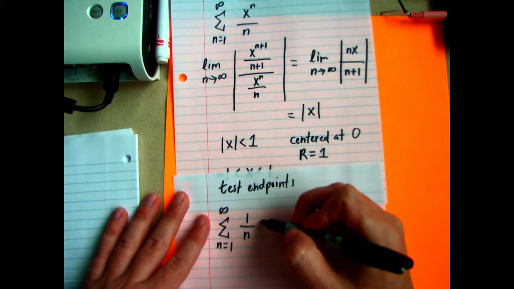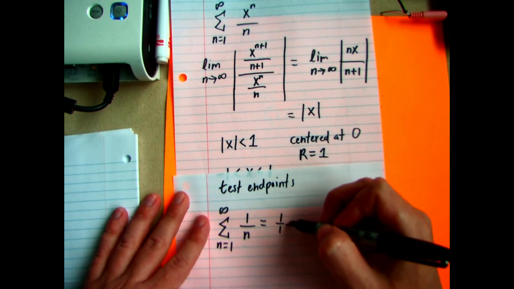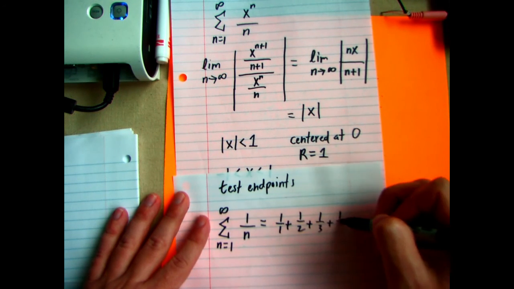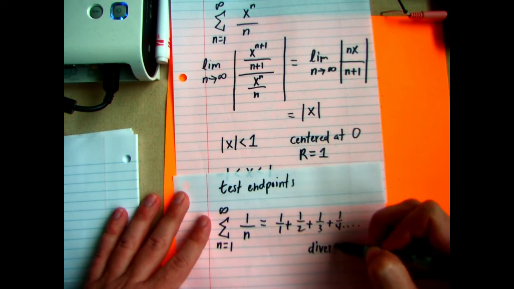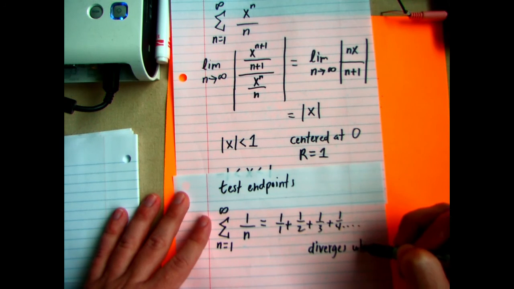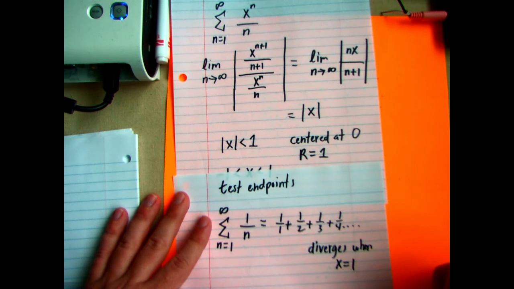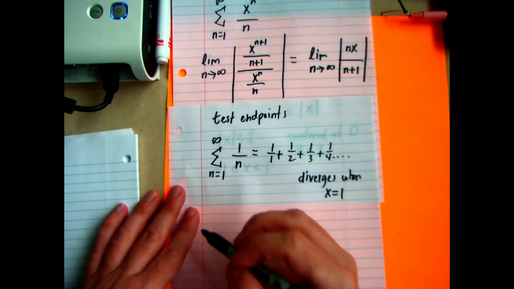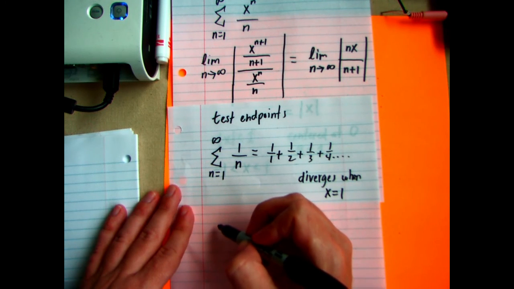So the first value I'm going to test is x equals 1. That results in 1 over n. If you were to list these terms to see what's happening, you get 1 over 1 plus 1 over 2 plus 1 over 3. That is a diverging series. So when x equals 1, it diverges. So we're not going to include that in the interval of convergence.